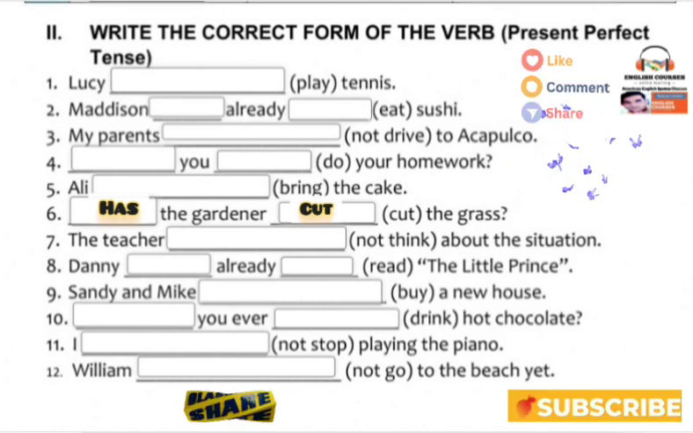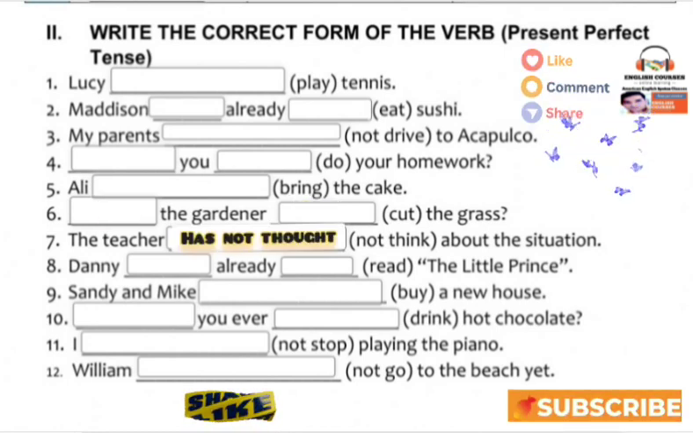In question number 7, you can see the subject is still singular. What will come? Yes guys, has would be there. Hasn't thought. Has/have plus the third form of the verb will be there if the sentence is in present perfect tense.